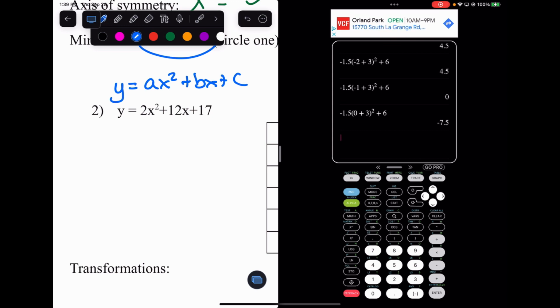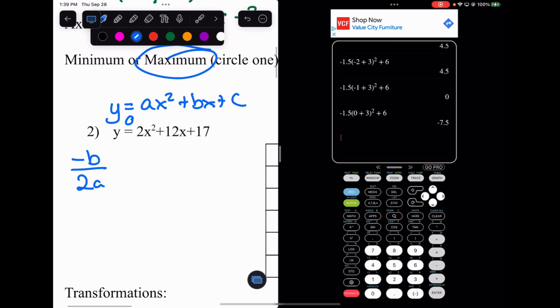So we know that we can find the x value of our vertex by doing -b over 2a. So in the case of this problem, our a value is 2, our b value is 12, and our c value is 17.